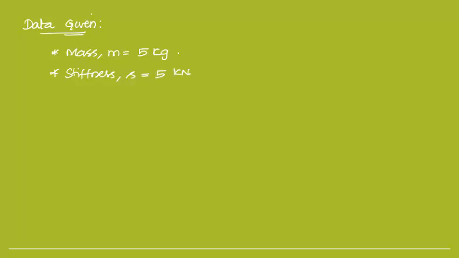So first we can write the required data given in the problem. The first data is the mass of the considered system. Mass m is equal to 5 kg. Then the stiffness of the spring used in the system, S is equal to 5 kN per meter. So that is 5 into 10 power 3, 5000 Newton per meter.